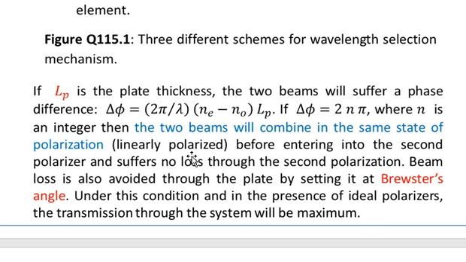In order to avoid the loss, we need to select the width of the birefringent plate Lp in such a way that delta phi is equal to 2 n pi, that is, an integer multiple of 2 pi. Beam loss is also avoided through the plate by setting it at Brewster's angle. So you see that the Brewster angle ensures the state of polarization stays fixed when it passes through the birefringent material.